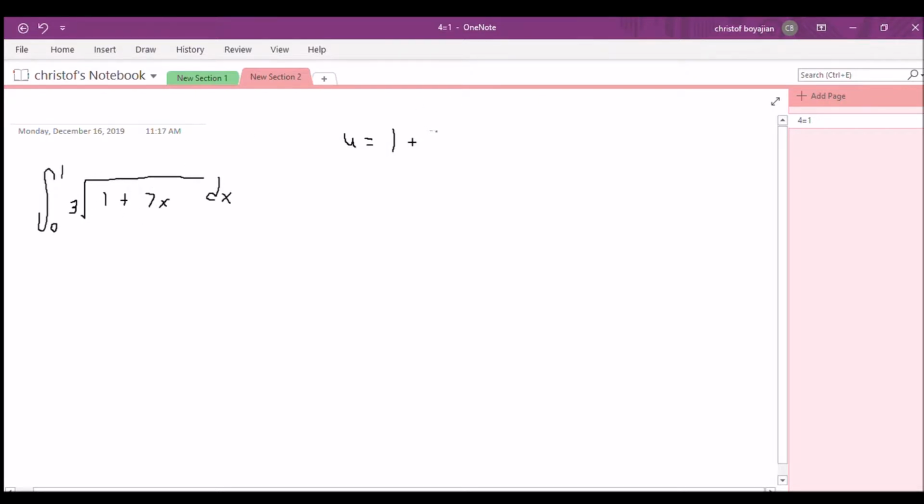So if we go ahead and set that, we will have u is equal to 1 plus 7x. That way we can substitute that later once we get everything in terms of u. Now let's differentiate both sides of the equation with respect to x. So on the left side we get du is equal to 7 dx. And if we want to replace dx, we simply isolate it. I'll draw an arrow here. We isolate dx and we divide both sides by 7. We get dx being du over 7 here.